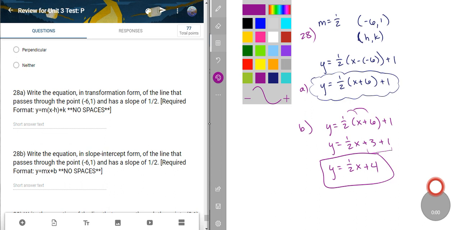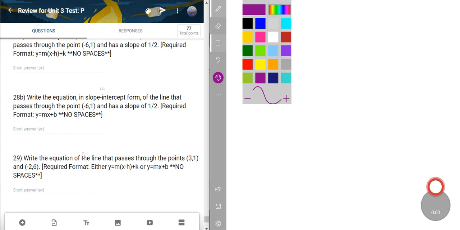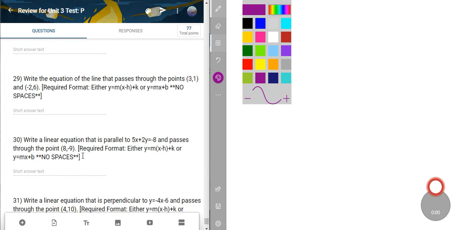Alrighty, let's take a look at what's next. 29. What's an equation that runs through this and this? Okay, so now we're going through 2 points. So I have to find slope. Slope of this line is equal to 1 minus 6 over 3 minus negative 2. Hopefully you're getting really good at doing slope at this point. Negative 5 over 5, so this is a negative 1 for slope.